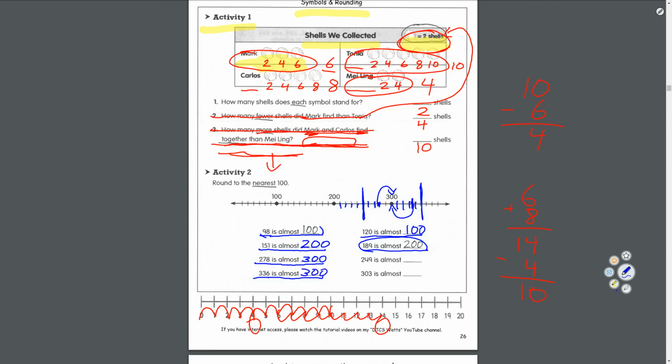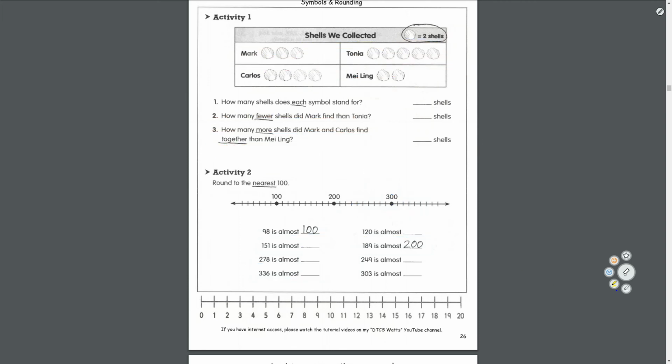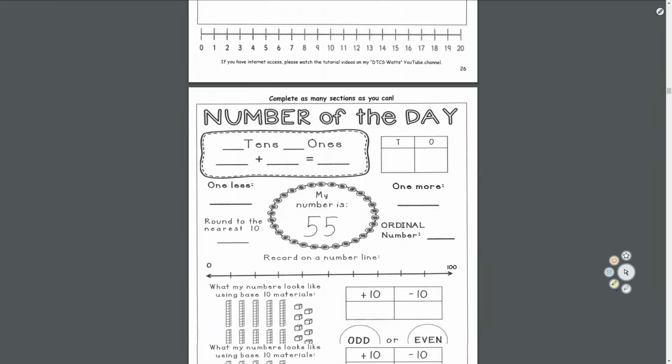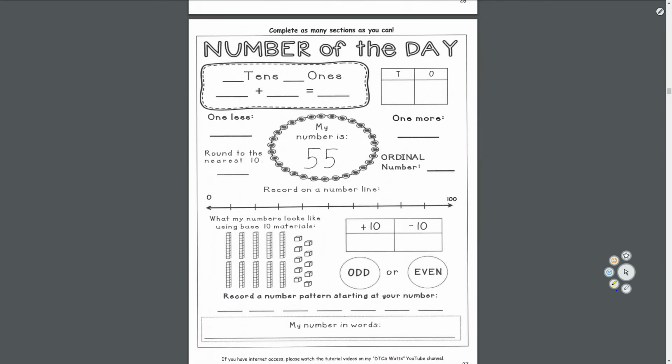Okay, I want you to do these two by yourself. 249 is almost what? And 303 is almost what? Okay? Show me that you know how to round to the nearest hundred. One more page of math, and then Pete the Cat.